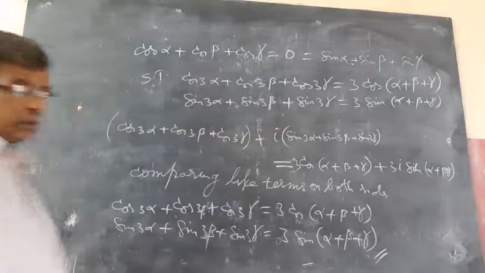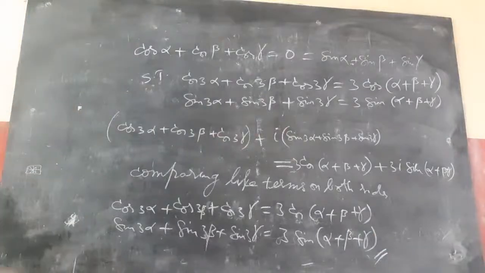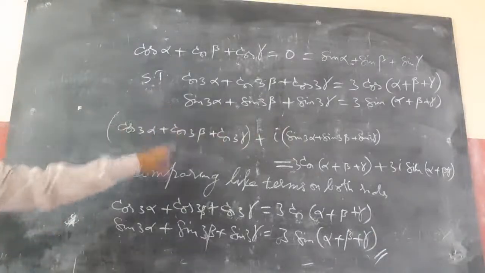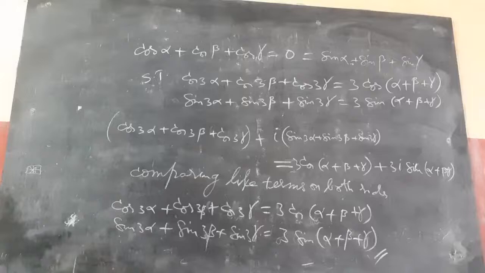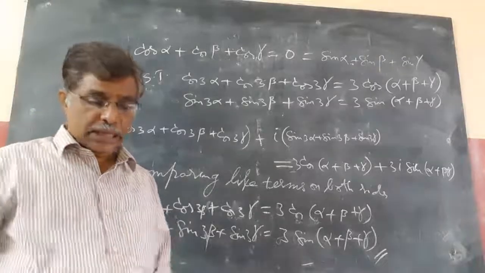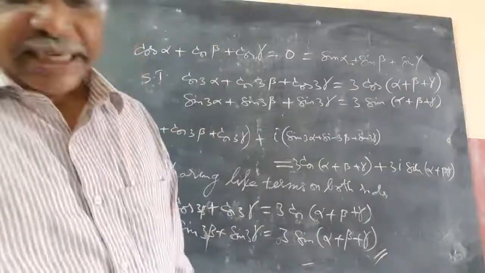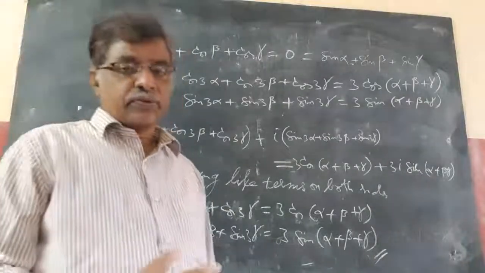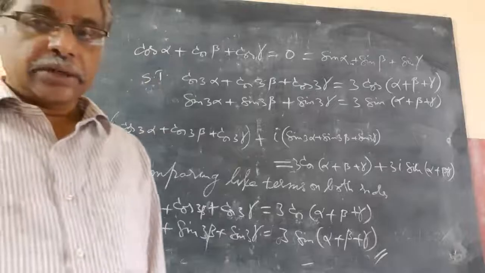Hence proved. That is what we have to observe, and that is what we had to prove. We got it by comparing like terms. This is for 7 marks. All the 7-mark sums will be like this only, applying De Moivre's theorem somewhere. That's it.